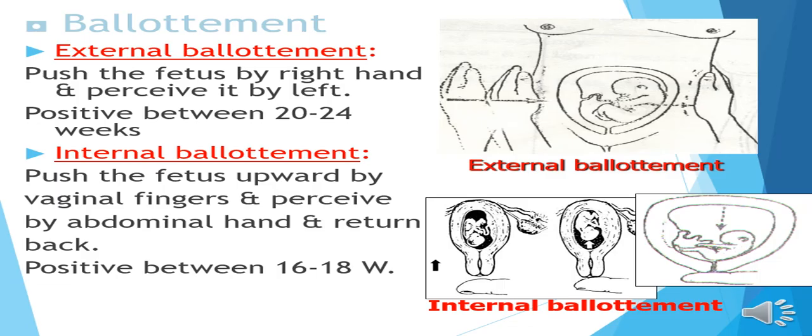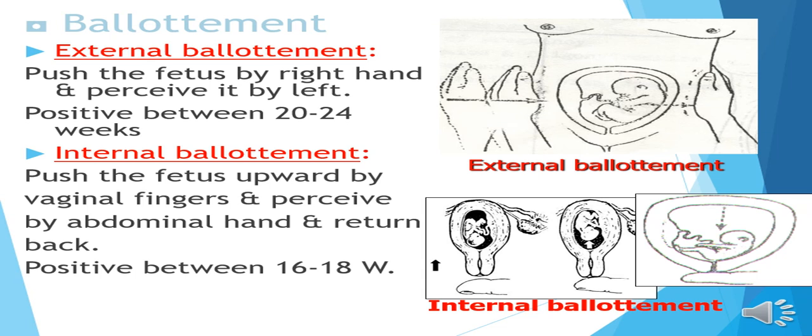It's very important to know we have two other types of ballotment besides head ballotment. The external ballotment means if you push the fetus with the right hand, you will perceive it on the left, and then it will come again to the right. This external ballotment usually occurs between 20 to 24 weeks of gestation. And we have internal ballotment: if you put your finger inside the vagina and push the fetus from below, it will go up and then come again to the fingers in the vagina, and this is known as internal ballotment.